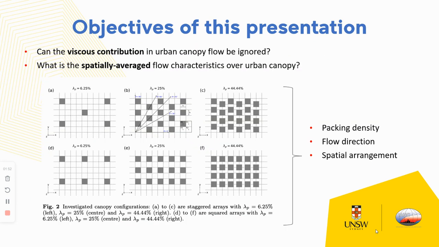So in this work, I have two objectives. The first one is the viscous contribution. In some experiments, people working on the simplified urban canopy model may ignore the viscous contribution. So can the viscous contribution be ignored or not in this kind of urban canopy research? The second one is what the spatial average flow features inside the urban canopy are, because this kind of result is really important for people to improve urban canopy analysis. So we think we can make some contribution to the urban canopy community. In this case, we consider different packing densities, different flow directions, and spatial arrangements.